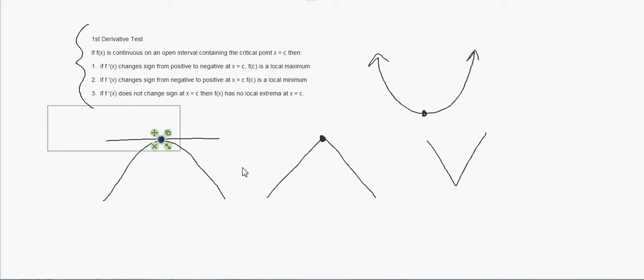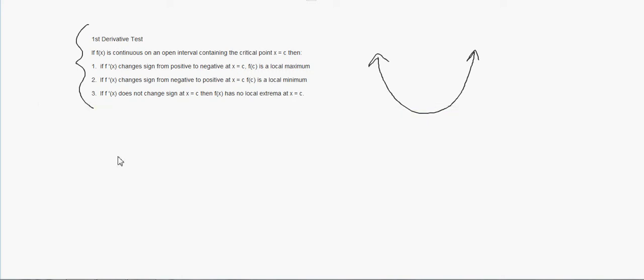And the last one says that if the derivative doesn't change sign, even though there's a critical number, it could be something like this. So you can see it's horizontal here, but the function is increasing on the left side and increasing on the right side. So the derivative is positive over here in this section, then it's zero at this point, and then it's positive again. Well, since it didn't change sign, then there's no max or min there at all.